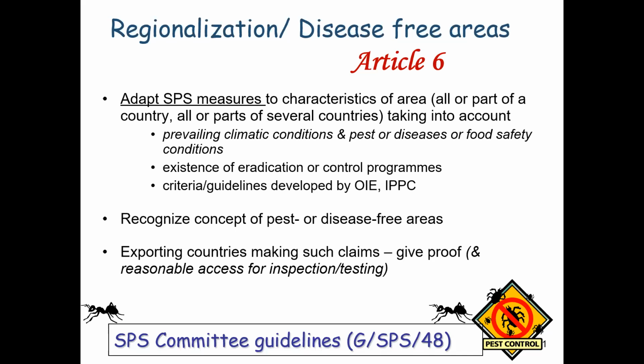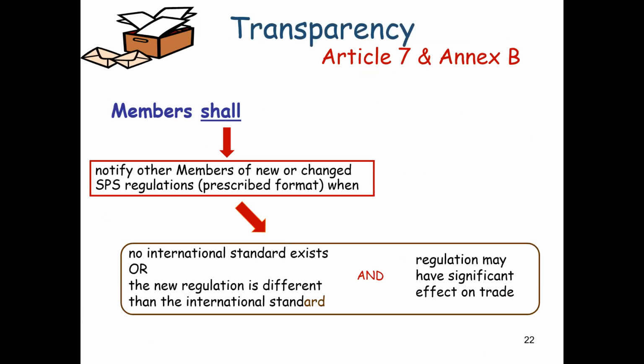Okay, here we have a little more guidelines which are given in the document which I have mentioned here. Transparency is another very important article, Article 7, and I told you one of the annexes covers this transparency aspect. So what this says is that members shall notify other members of new or changed SPS regulations in a prescribed format.